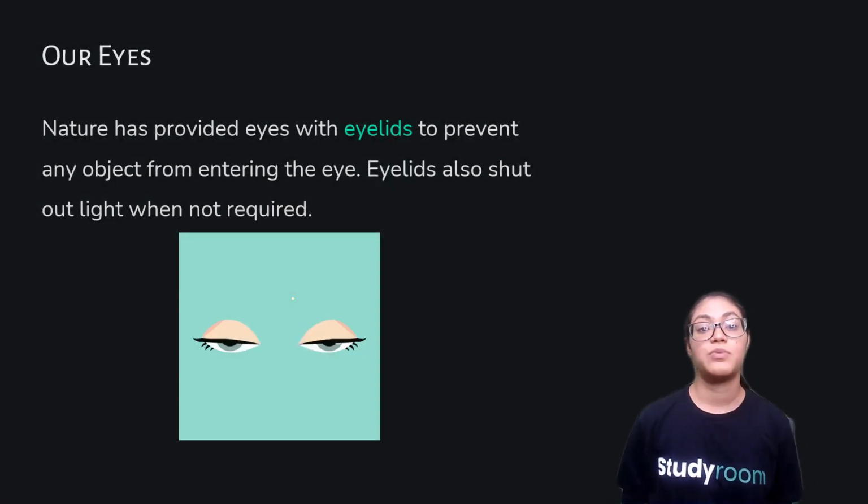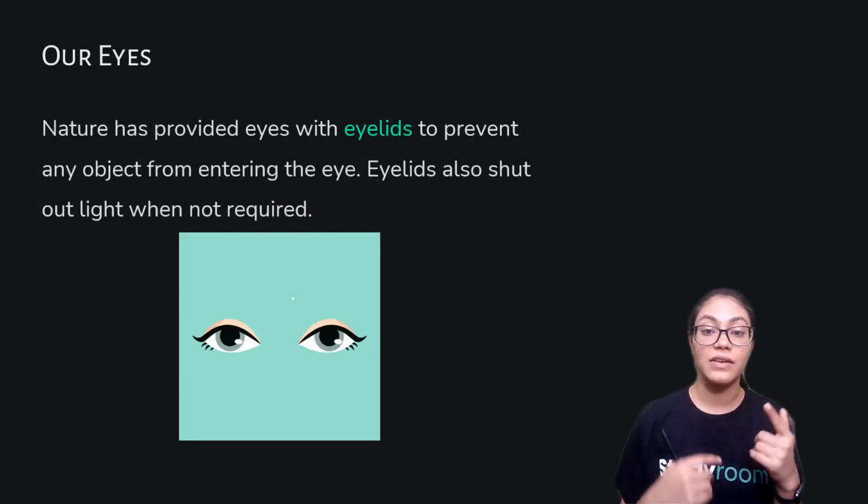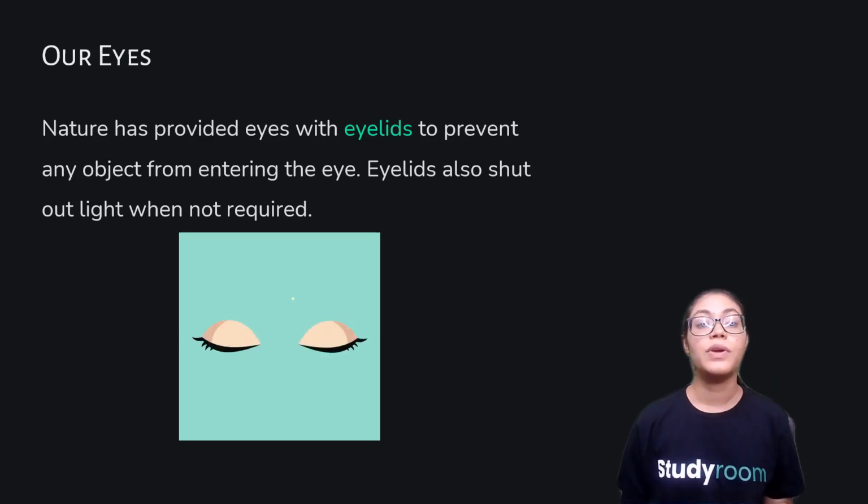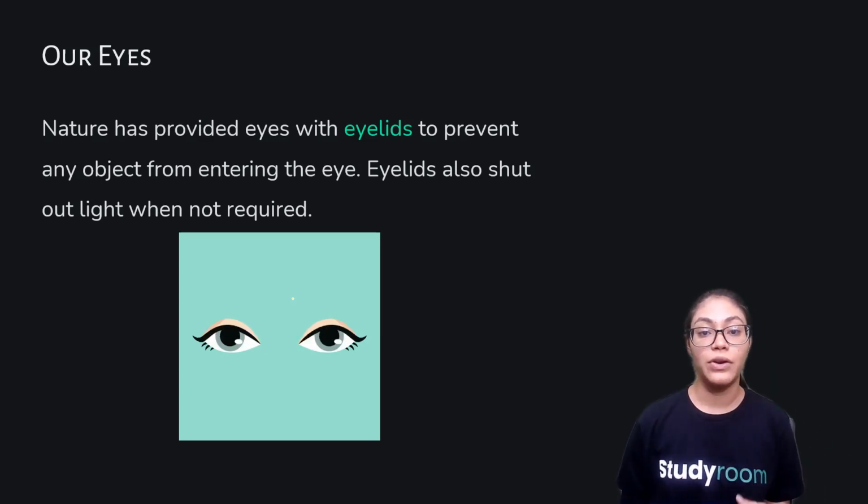So nature has provided eyes with eyelids. We all have eyelids to prevent any object, like dust or any unwanted particle, from entering the eye. That is, it protects the eye. Eyelids also shut out light when not required. When we do not want to see anything around us, eyelids help us to shut out the light. Right?